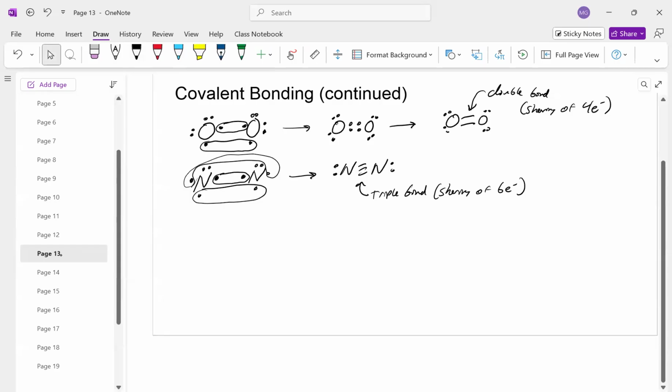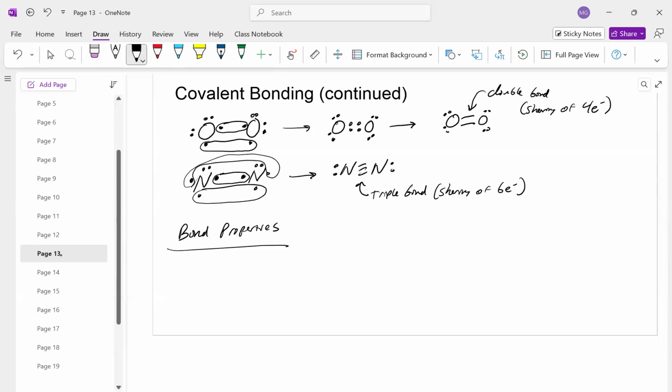Now, before I move on, I want to talk a little bit about the properties of these single bonds, double bonds, triple bonds, because there is a difference between them if you're sharing more electrons or less. Think about this in terms of bond strength. Do you think sharing more electrons creates a stronger bond or a weaker bond? So the trend for bond strength is that single bonds are the weakest, then double bonds, and then triple bonds are the strongest. So bond strength increases from single bond to double bond to triple bond.